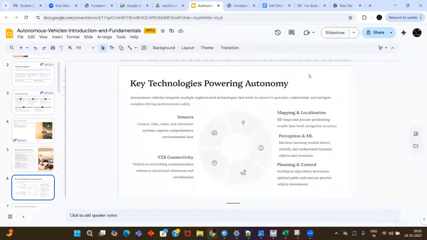If you are working towards building a complete autonomous vehicle, you want to look at the sensors, the connectivity, the mapping and localization, and have proper knowledge about perception and ML, machine learning. Planning and control also becomes very key because you have passengers inside your car and you are working in driverless mode. So your complete system should be intelligent enough to take decisions wisely so that no one inside the car is harmed.